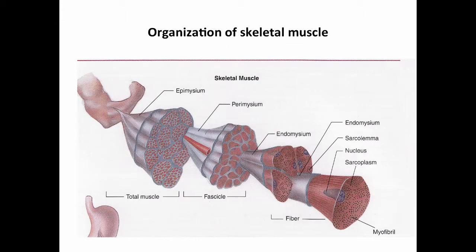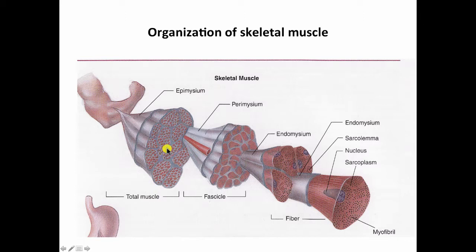Since the most complete studies have been done on skeletal muscle, we'll look at skeletal muscle in some detail. A named skeletal muscle, such as the biceps or the triceps, is wrapped around by a layer of dense irregular connective tissue called the epimysium, and this epimysium defines the total muscle.